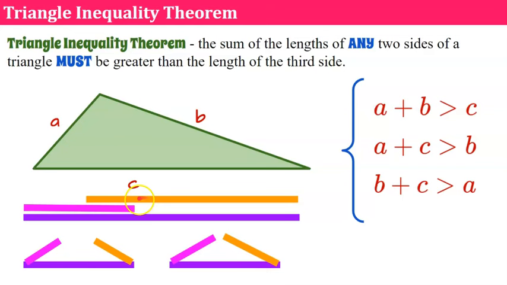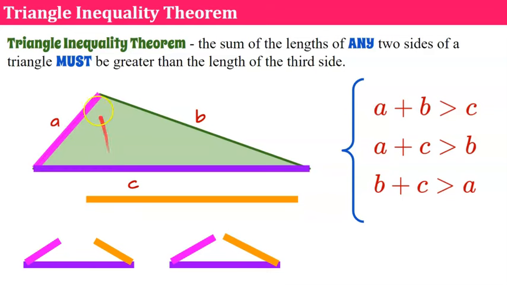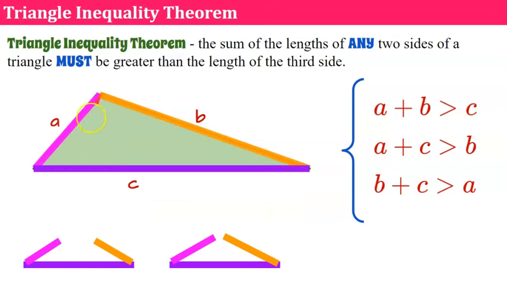But here, our orange and pink together are clearly greater than our purple, and our pink and purple are clearly longer together than the orange, and the orange and purple together are longer than the pink. So any two of these combinations' length will be greater than the third side. So we know that we can use these to construct a triangle, because these two sides are longer than the third and they form a closed figure that forms a triangle.